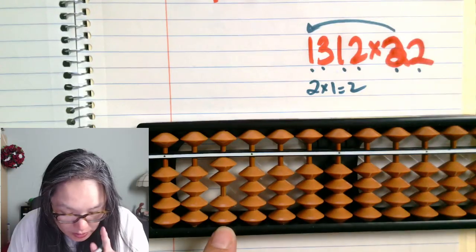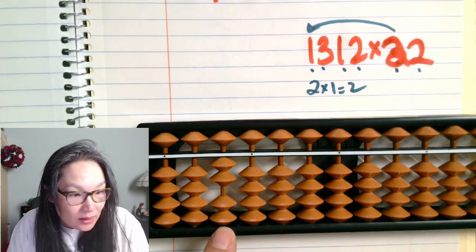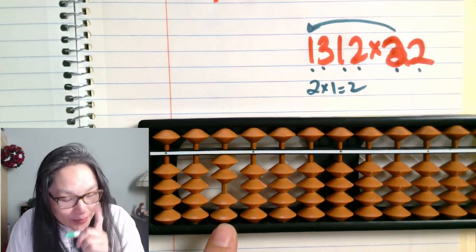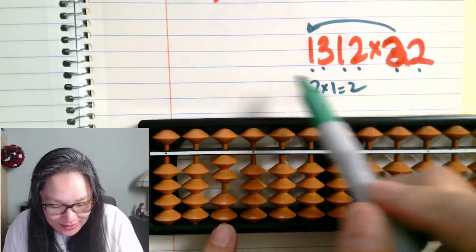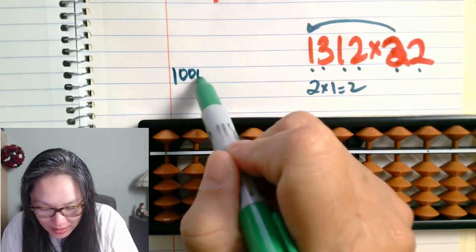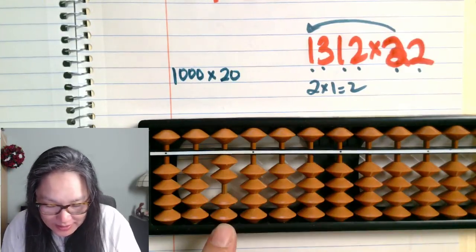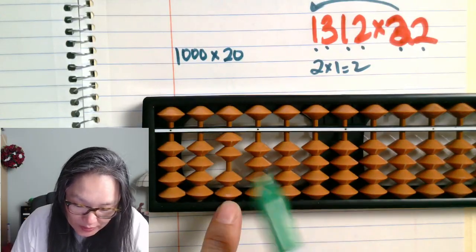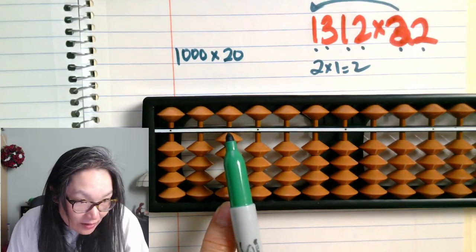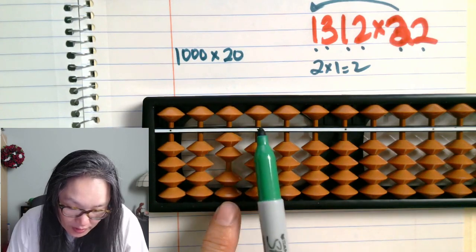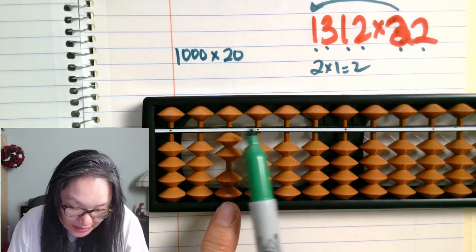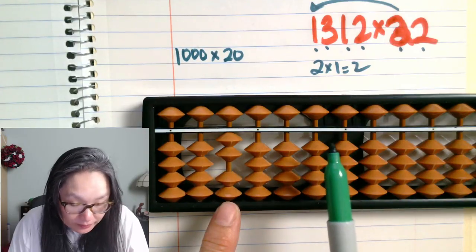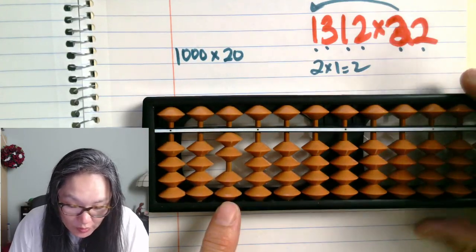Now, in comparison, new math is this: 1,000 times 20. Now, why don't we do it this way? Because I already have it here, 2, 0, 0, 0, 0. So it does it for me. I don't need to write it out. So new math writes it out.